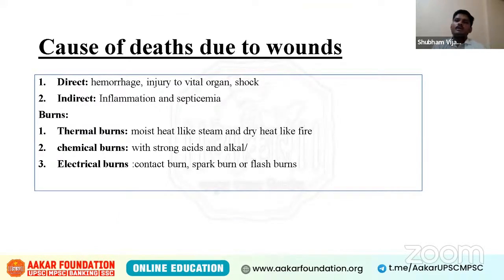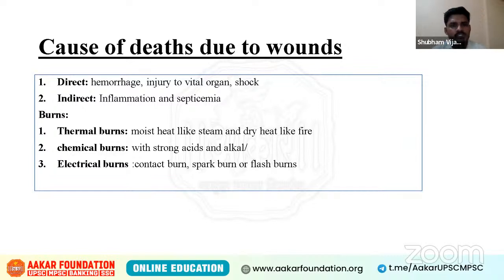Now we have seen the different types of wounds, especially the medicolegal ones, like stab wounds and gunshot wounds. Now we will take the causes of death due to wounds. Okay, a wound has happened, but what will cause the death after it? In the direct causes, hemorrhage will happen. If a big wound is there, so much blood will be lost. Inefficient supply of blood and oxygen to the vital organs will be there, particularly to the kidney, lungs, brain, and heart. The animal will go into shock and death.